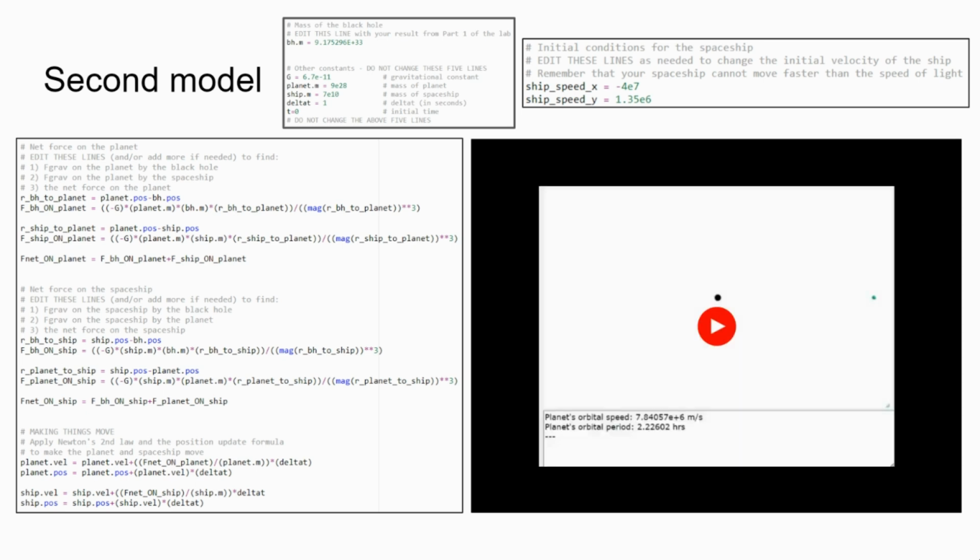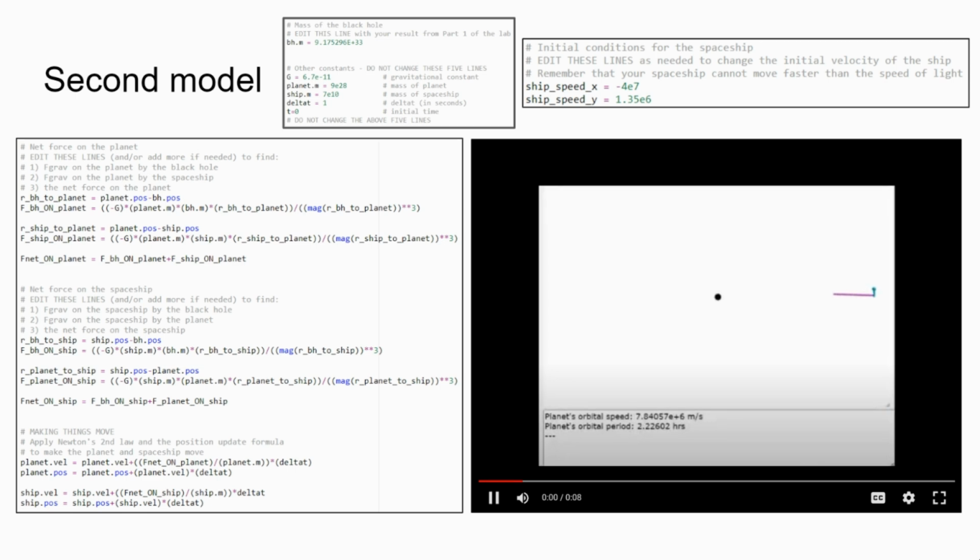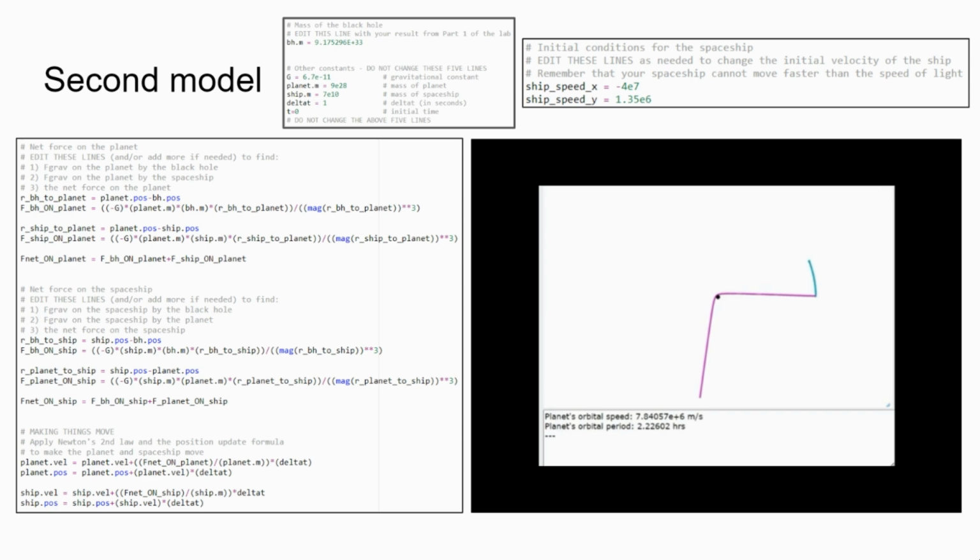The second model includes launching a spaceship from a moving planet and getting it to fly around the black hole. In the scope of this model, the system was a spaceship, tracked by the magenta line, and the surroundings were the planet, tracked by the teal line, and the black hole.